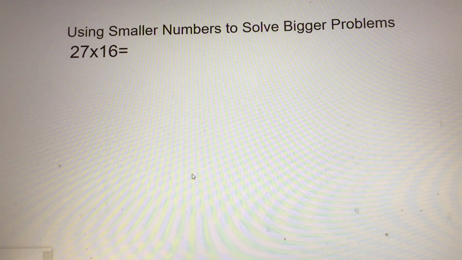The last strategy I'm going to remind us of today is using smaller numbers to solve bigger problems, like our example of 27 times 16. Again, you can use either a ratio table or an area model. For this one, because it takes up a little bit more room, I'm going to show you one method on one slide and the other method on the other. Okay? We've done all of these things before.